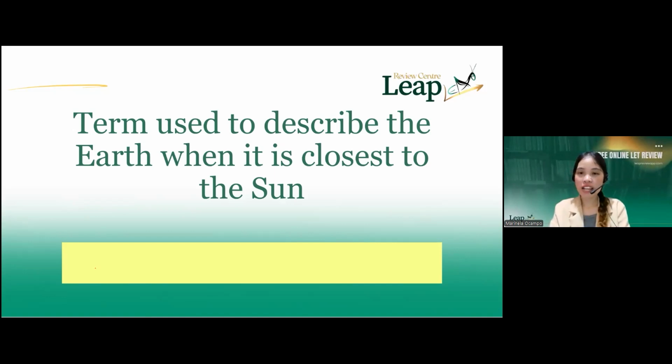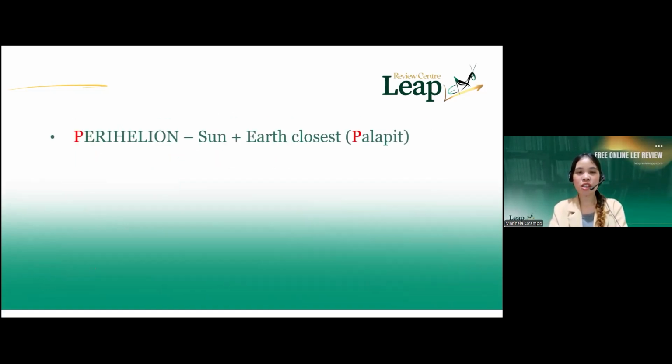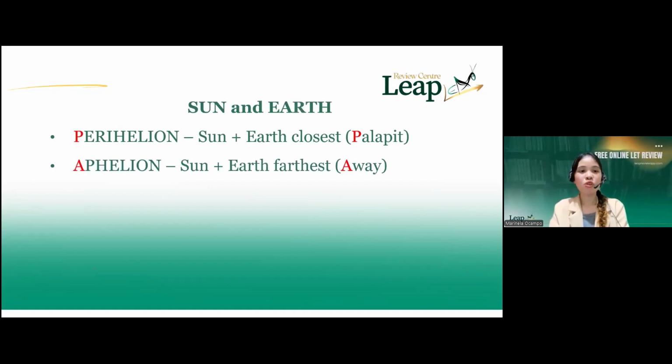So Sir Emmanuel answered aphelion, but the correct answer here is perihelion. When it comes to the distance between the sun and earth, we have the perihelion if they are closest to each other. P for palapit. Aphelion if the positioning of the sun and earth is farthest.